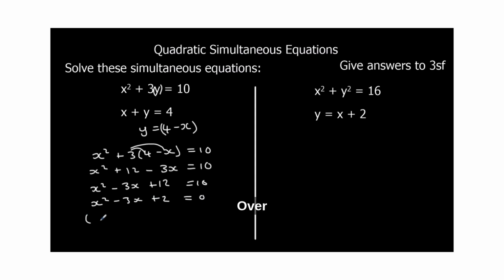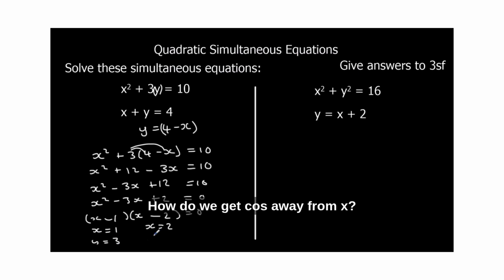Okay, so I'm going to factorize it. Factors of 2 are only 1 and 2, so it's going to have to be 1 and 2 to make minus 3: minus 1, minus 2. So x is 1 or x is 2. So y equals 4 minus x. So 4 minus 1 is 3, and 4 minus 2 is 2.